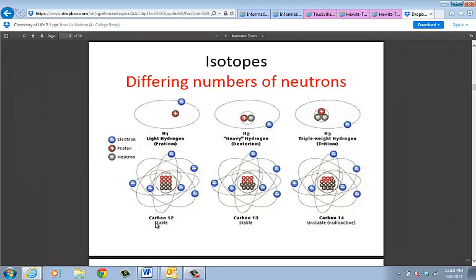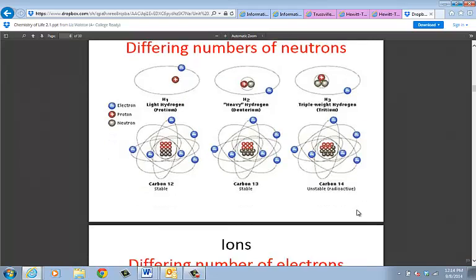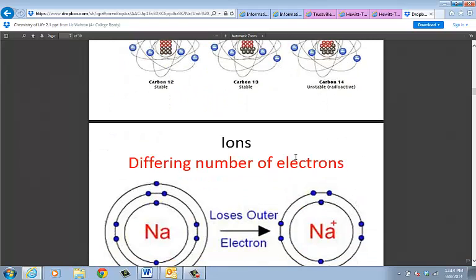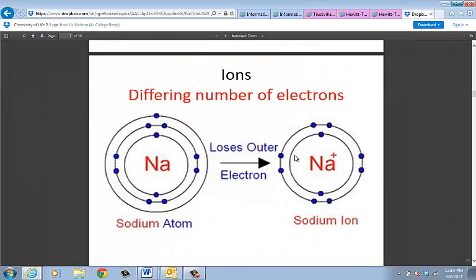You can see 12 is stable, 13 is stable. When you get to carbon 14, this is unstable, it's radioactive. And so when we say that something is radioactive, you're working with an unstable isotope of that element. And we use carbon 14 for dating and various different things, tracers, that you can use carbon 14 for that radioactivity.